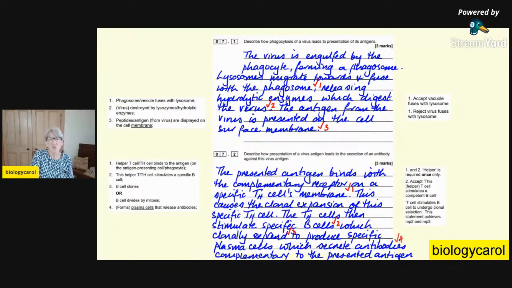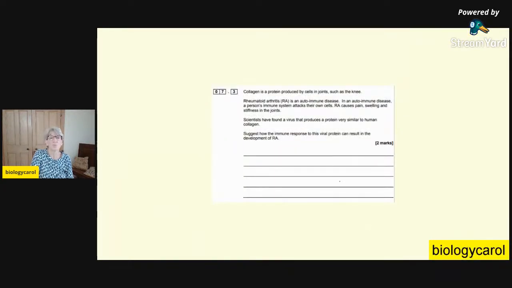Talked about clonal expansion and the antibodies being secreted or produced. So collagen is a protein produced in joints such as the knee. Rheumatoid arthritis is an autoimmune disease, where the body's own immune system attacks its own cells. RA causes pain, swelling, and stiffness in the joints. Scientists have found a virus that produces a protein very similar to human collagen.